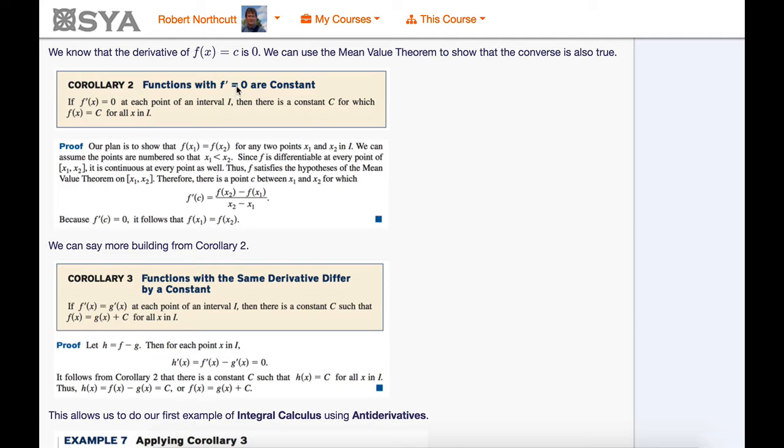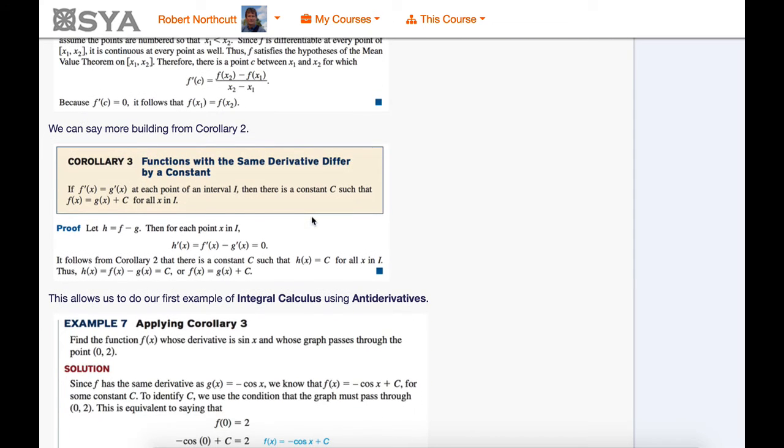If the derivative is zero at every point in an interval, then the function is a constant in that interval. And secondly, if two functions have the same derivative, then they are the same function except for a constant. Okay, so they differ only by a constant.